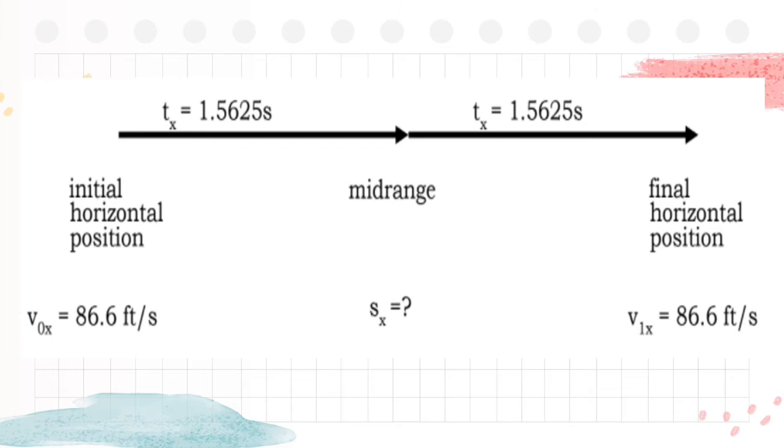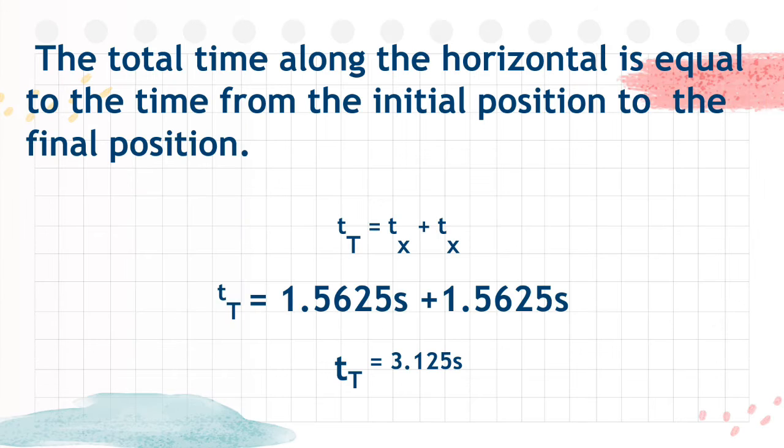And of course, our initial time, which is 1.5625 seconds. And of course, our final horizontal velocity, which is v1x is equal to 86.6 feet per second. The total time along the horizontal is equal to the time from the initial position plus the time from the final position. So total time along horizontal is equal to 1.5625 seconds plus 1.5625 seconds. So the value of our total time along horizontal is equal to 3.125 seconds.